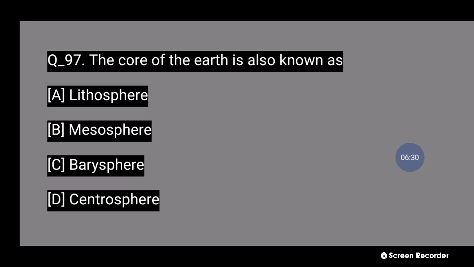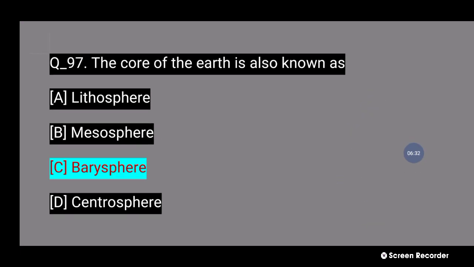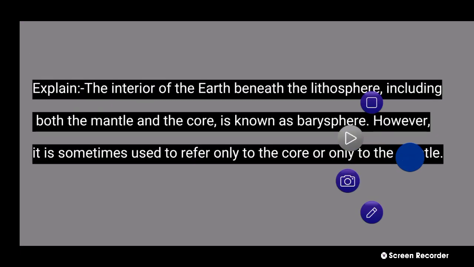Number C, biosphere, the core of the earth is also known as. 97 number question. Explain: the interior of the earth beneath the lithosphere, including both the mantle and the core, is known as the biosphere. However, sometimes it is used to refer to only the core or only the mantle. Next question.